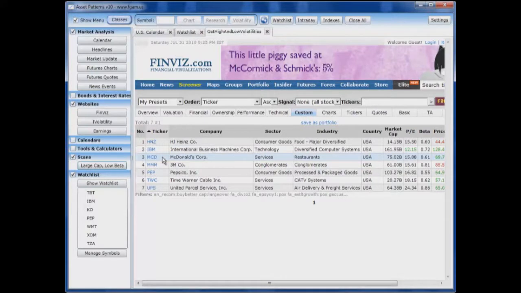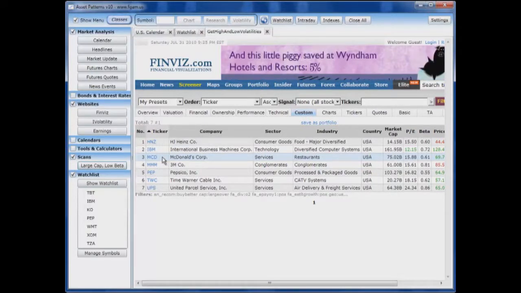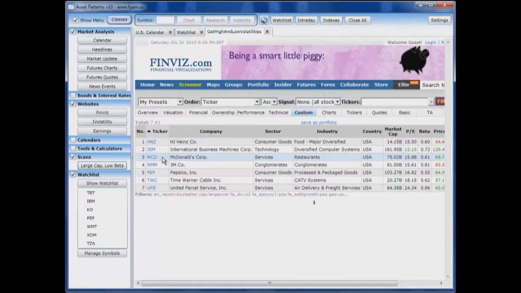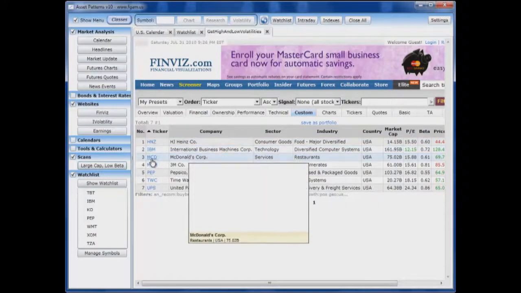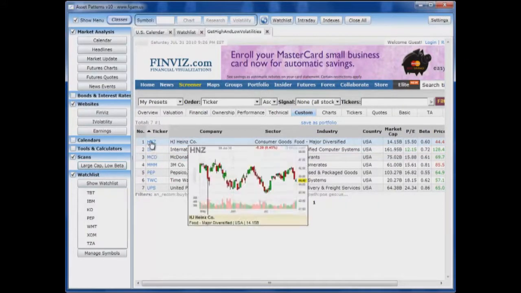Those two videos are also available if you'd like to see how we did the analysis on those and how we tracked and managed those. Let's take a quick glance at these and see if we see anything that looks attractive. We haven't traded Heinz for a while. Let's take a look at this.